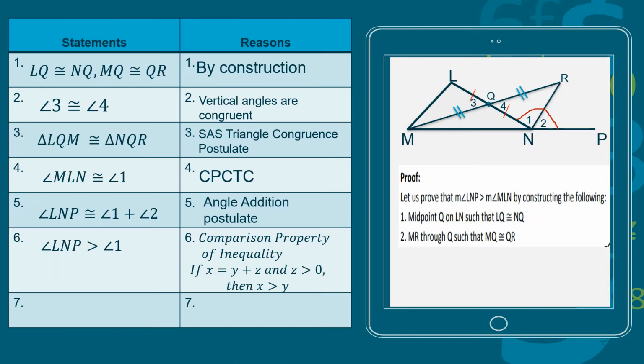Now, we are going to use statement number 4 and number 6. So we come up with our statement that angle LNP is greater than angle MLN. Why? Because from statement number 4, MLN is congruent to angle 1, and from statement number 6, LNP is greater than angle 1. So we substitute angle MLN for angle 1, and the reason is by substitution property.